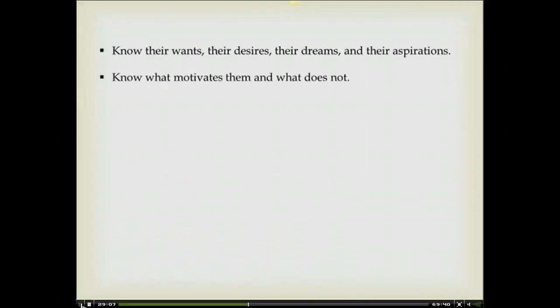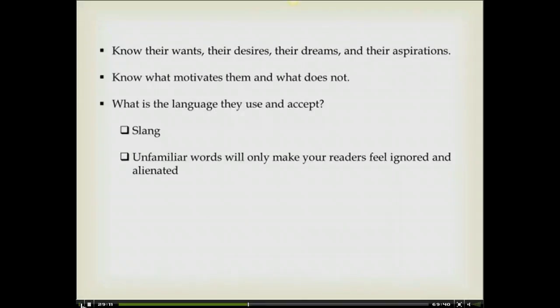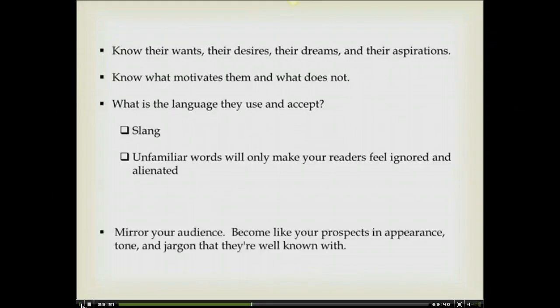Know what motivates them and what does not. What is the language they use and accept? If you're going to use slang in there, you better be careful, because if your target audience is not somebody that's going to put up with that, you're going to lose them. Unfamiliar words will only make your readers feel ignored and alienated. If they don't understand the slang you're using, they're going to feel like, I don't even know what this person's talking about. They're not going to feel like you're talking to them. They're going to feel like you're talking to somebody else. And that's going to come across. You're going to make them feel rejected and ignored and alienated, and that X is waiting up in the top right-hand corner for them to click away.